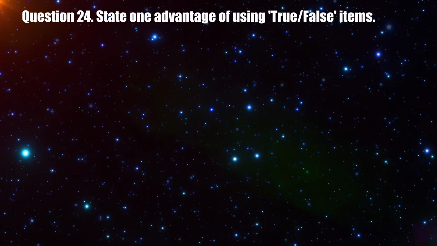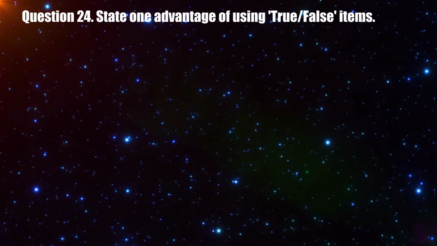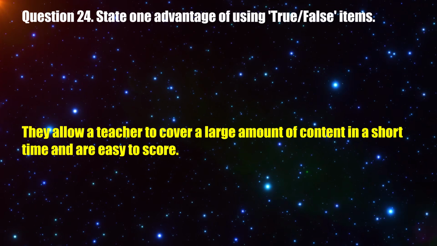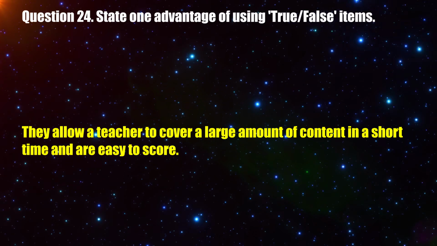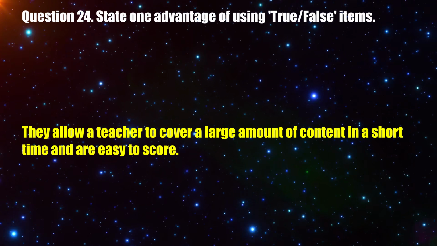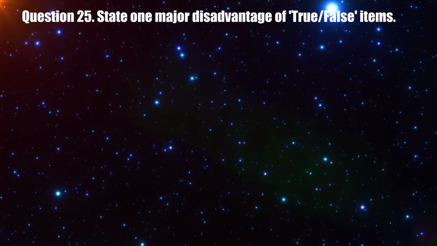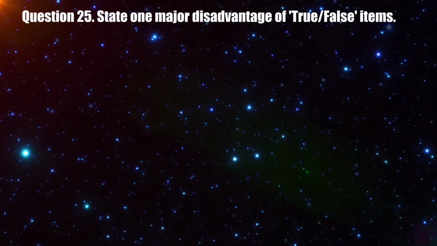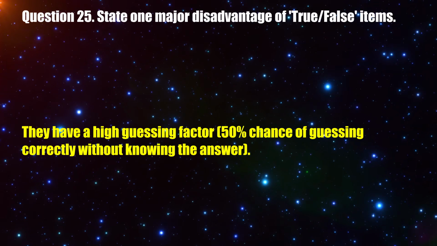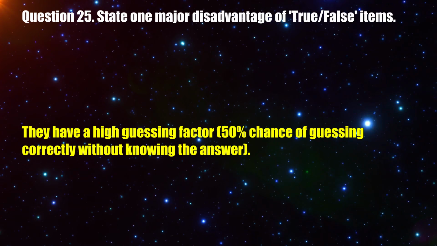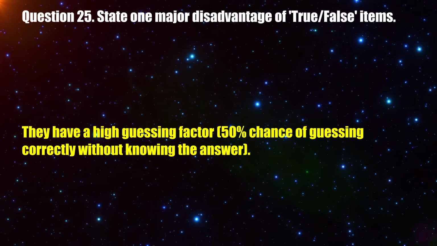Question 24. State one advantage of using true/false items. The answer is, they allow a teacher to cover a large amount of content in a short time and are easy to score. Question 25. State one major disadvantage of true/false items. The answer is, they have a high guessing factor, 50% chance of guessing correctly without knowing the answer.